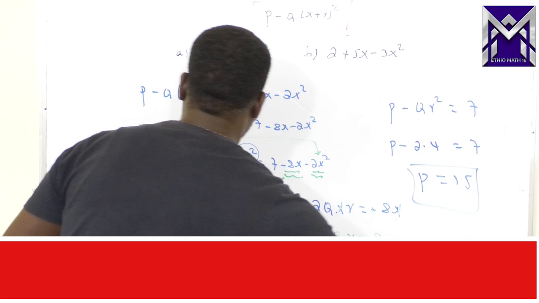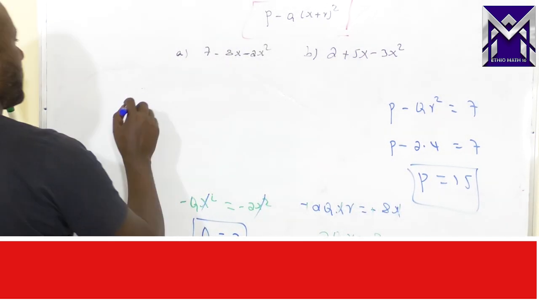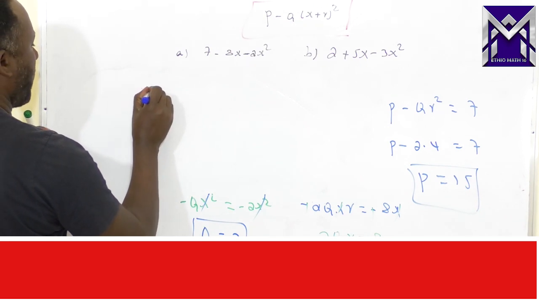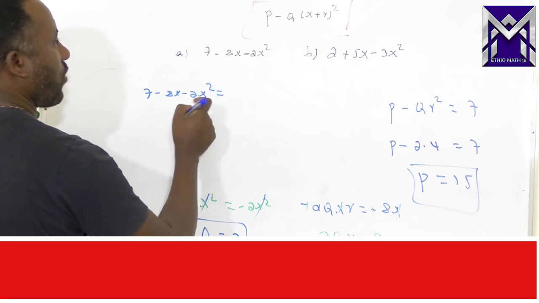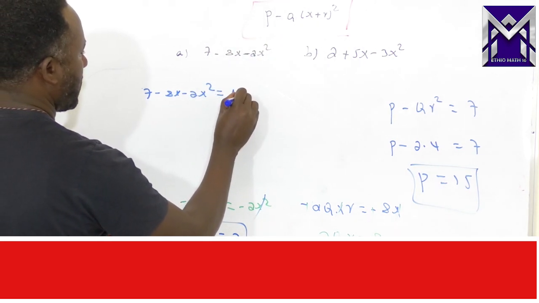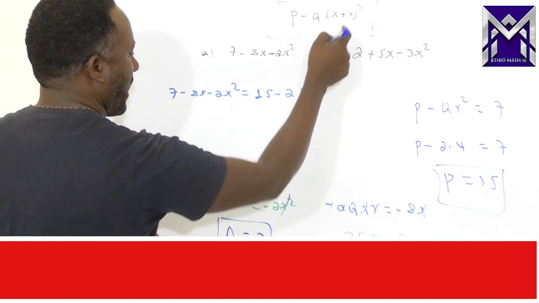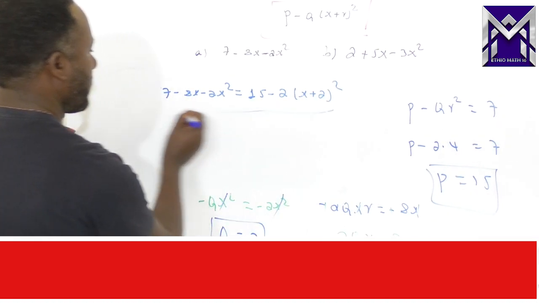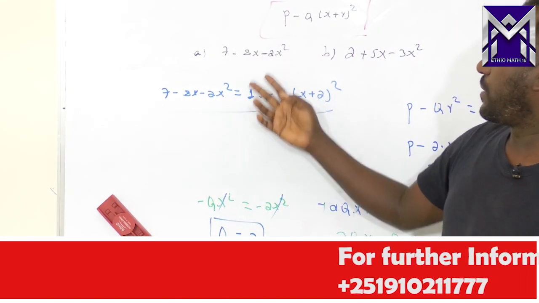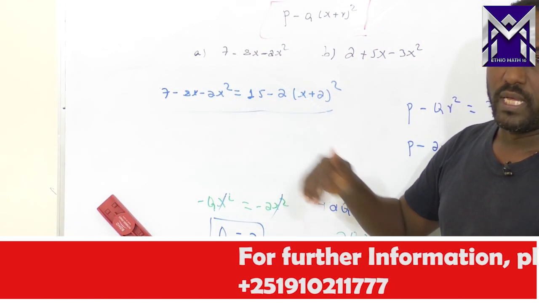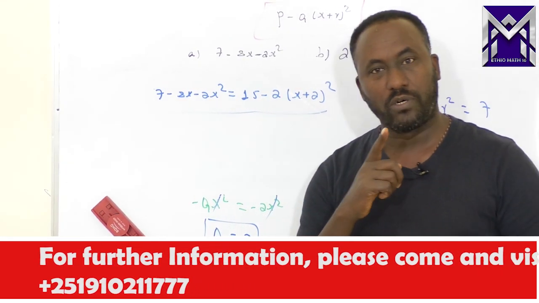And therefore, 7 minus 8x minus 2x square is written as what? What's p? 15. What's q? 2. x plus what's r? 2. The whole square. You see? This is the way we are going to describe this problem in the form of this one. This is the second way. I have already shown the first way in my first video, so you can look.